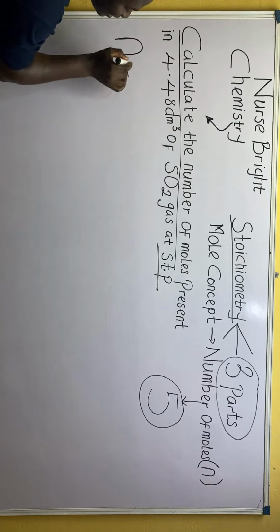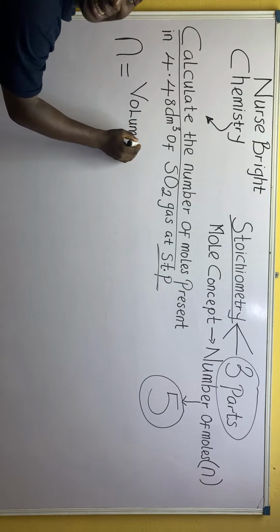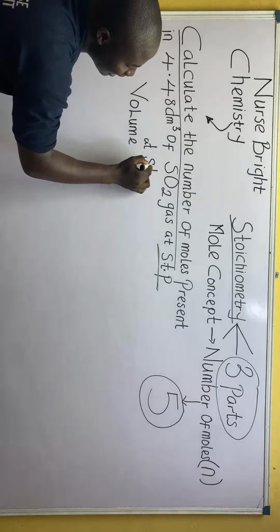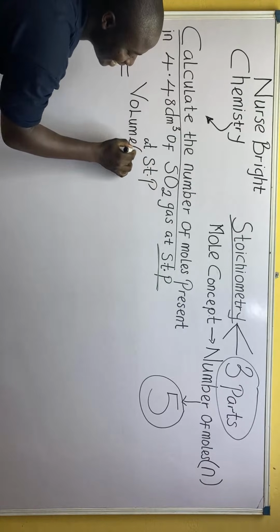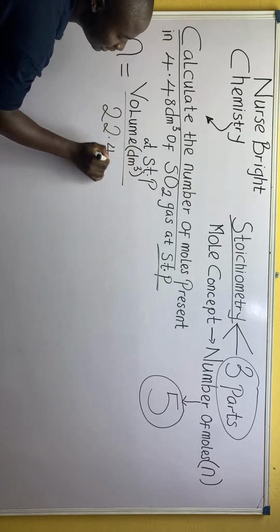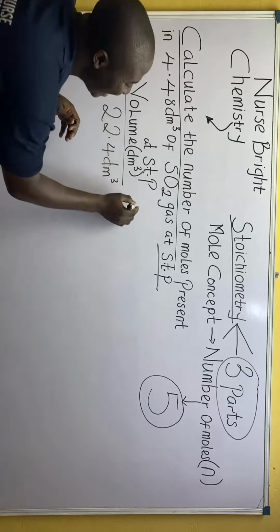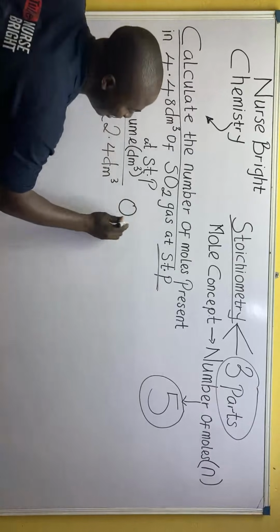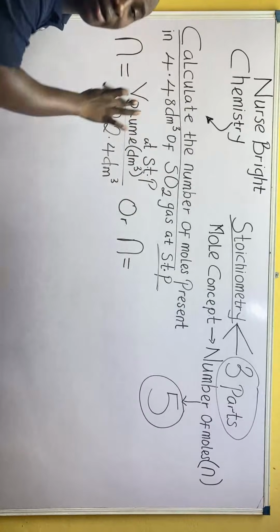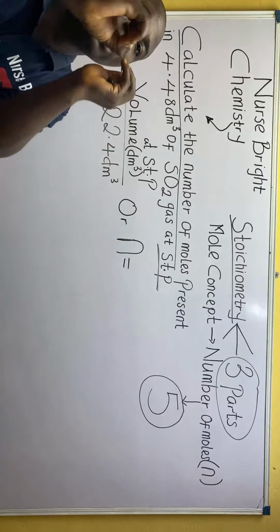Listen and listen well. It is simply number of moles is equal to volume at STP, which is standard temperature and pressure. In this case, the volume will be in dm cube, divided by 22.4 dm cube. I can also alternatively write this formula. It's the same formula, but with little alterations.